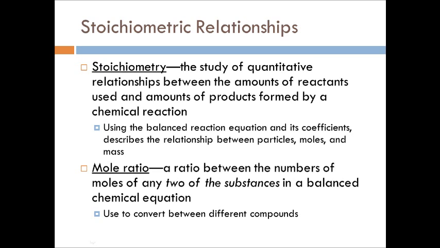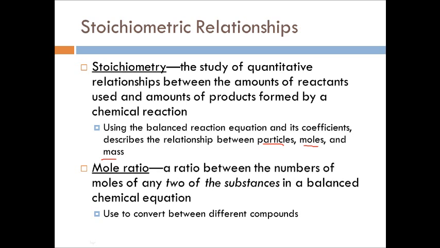And the central part of stoichiometry is a balanced equation. From this balanced equation, you have coefficients, and you can describe a couple of things. You can describe the number of particles, the number of moles, and the mass, again using the coefficients of the balanced equation.